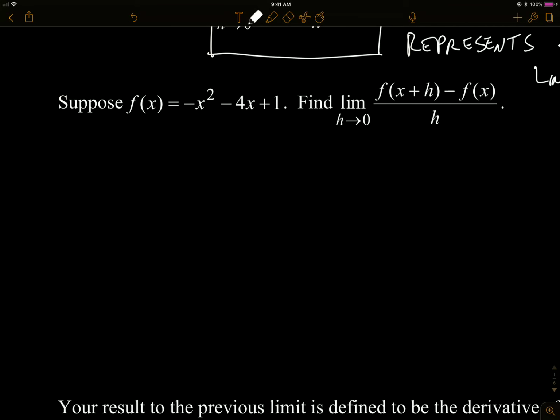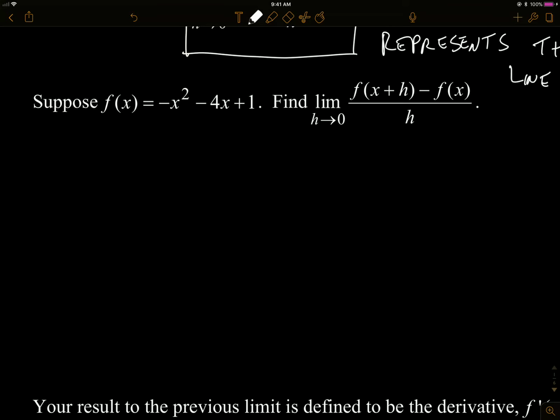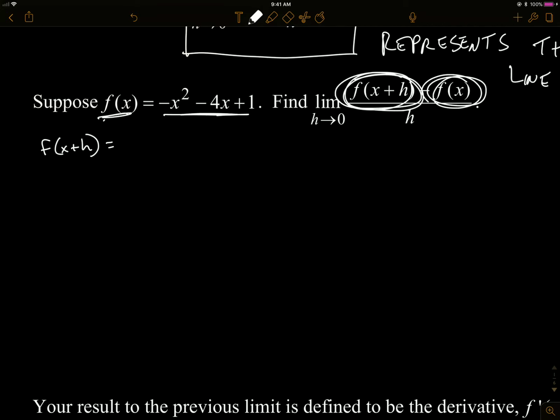So suppose this is your function, find this. We've done this already, to be honest. You've been doing it in the limit section. So we like to do this in parts. f of x plus h. I already have f of x, right? They tell me what it is. So that part is taken care of. I've got to figure out what the f of x plus h part is.